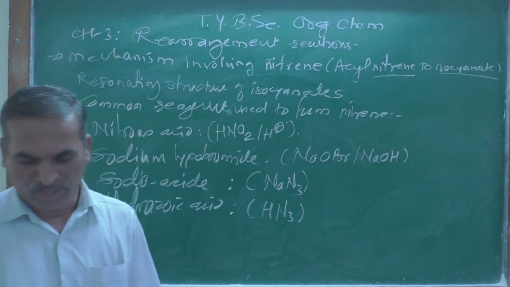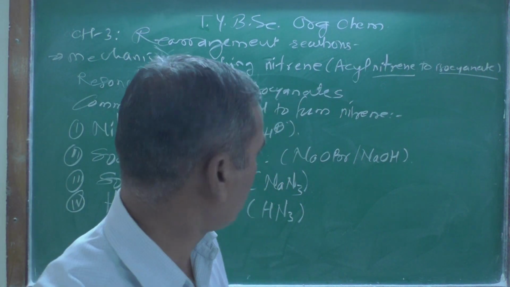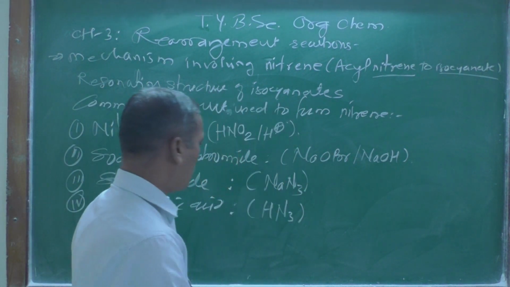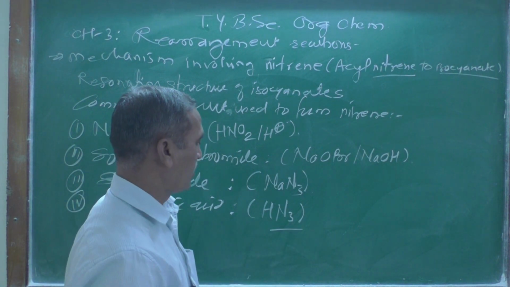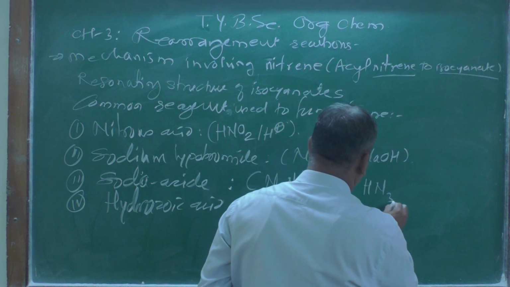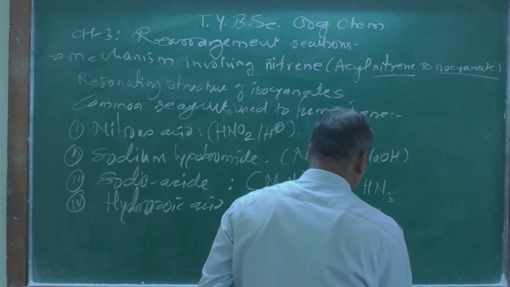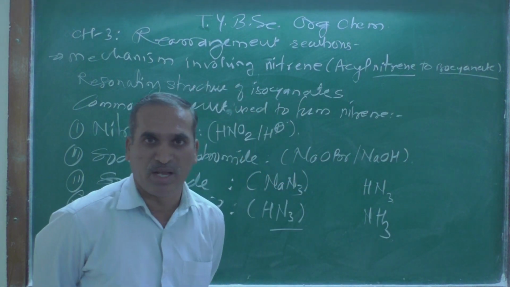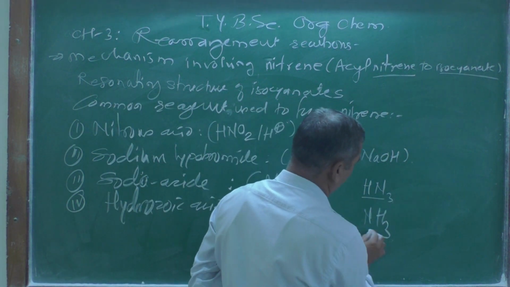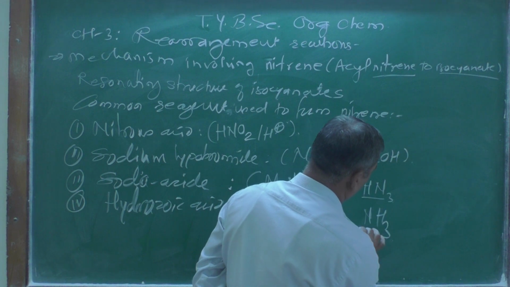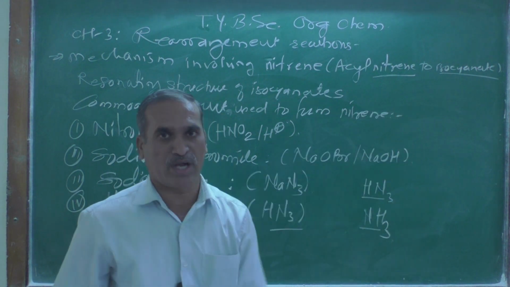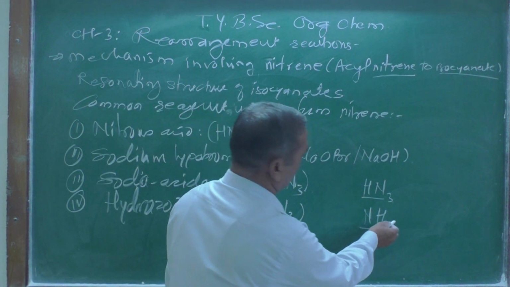Most of you might be knowing HN3. Remember here, most of the students get confused. HN3 and NH3 look very similar in molecular formula, but remember, in NH3 there is one N and H3. In HN3 there is one H and 3 nitrogen atoms. Totally different, remember over here.